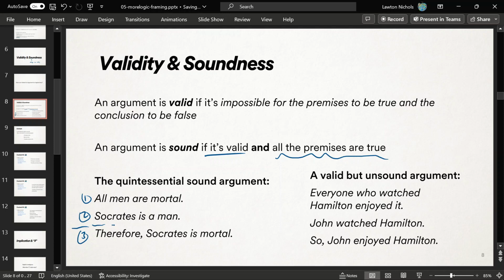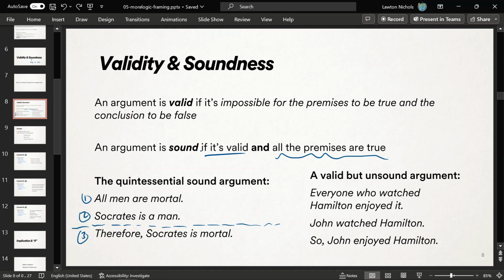So some people put a line here to separate the premises from the conclusion. I will do that. And here they are. So this is a sound argument. All men are mortal, first premise. Assume that. Socrates is a man. Assume that. Therefore, this is our conclusion based on the premises. Therefore, Socrates is mortal. Okay?